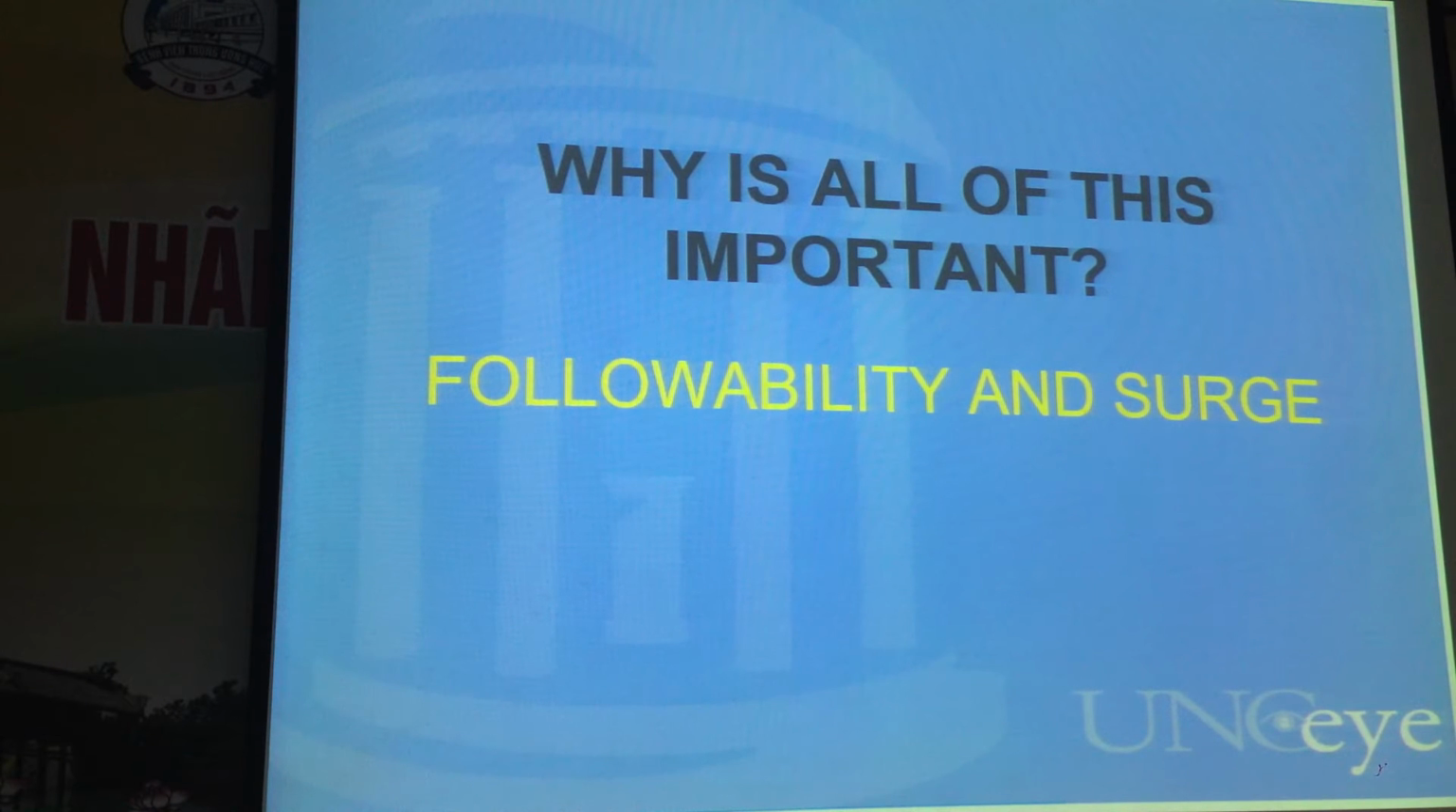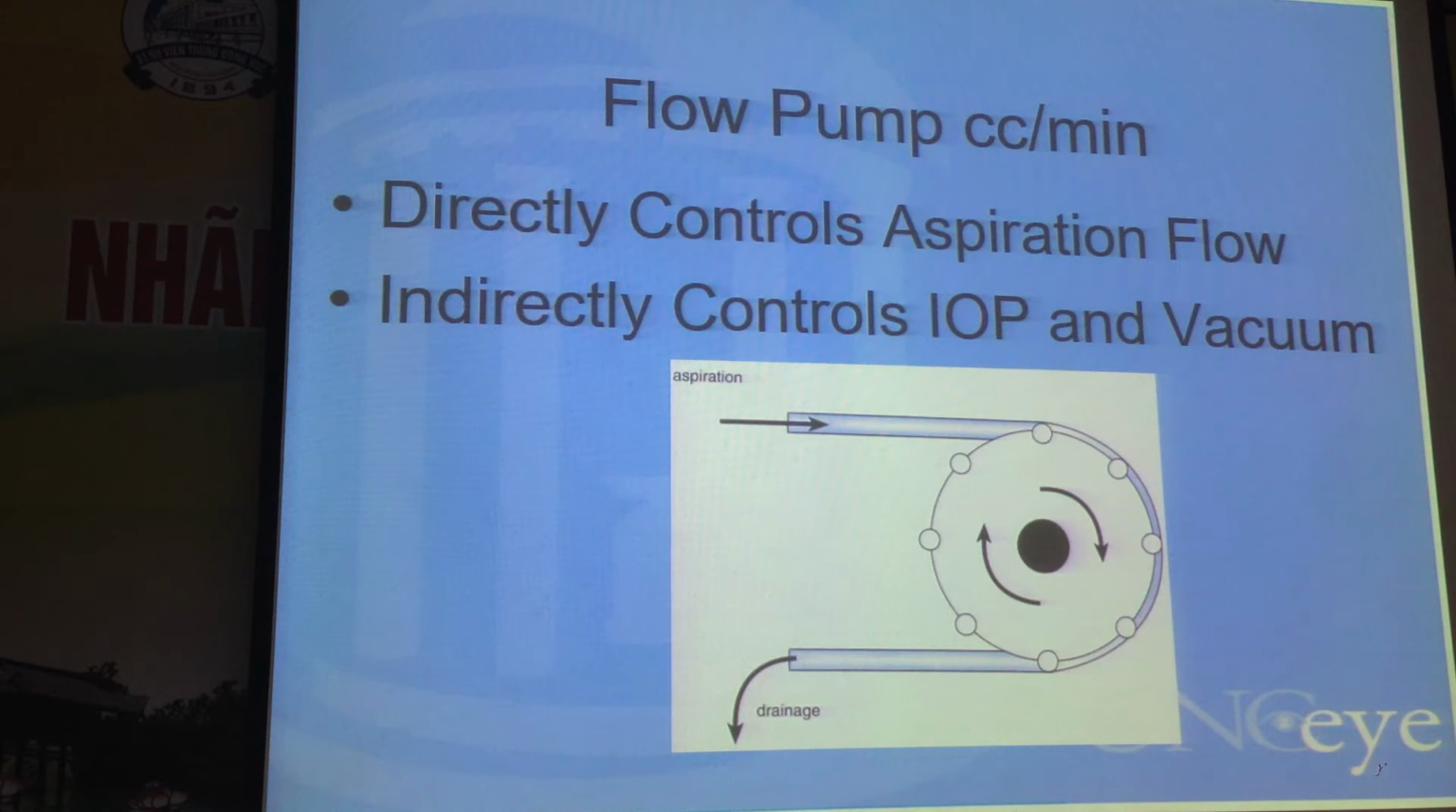Okay, so why is all of this important? For you, again, as a phaco surgeon, it's important for two major reasons. Followability: you want to get the nuclear fragments to your phaco needle, so you can use phaco power to fragment it and aspirate it. And for surge, two things you have to worry about. The flow pump directly controls the aspiration flow rate, and as we're going to see, it indirectly controls the intraocular pressure in the anterior chamber and the vacuum level in the aspiration flow.